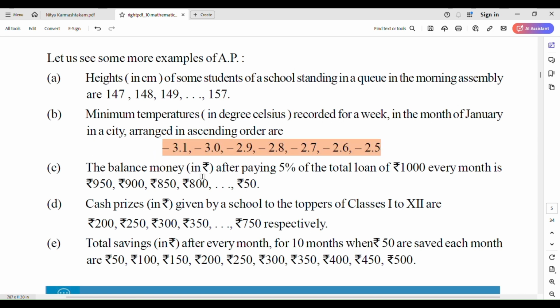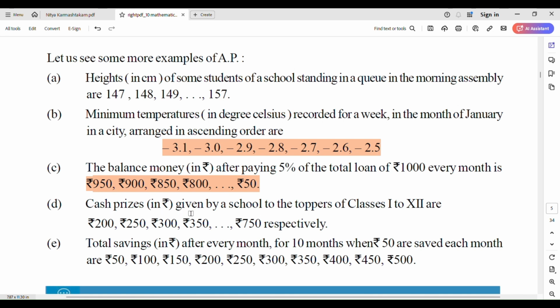Now, the balance money after paying 5% of the total loan of rupees 1000 every month is this one. Every month I am paying 5% of the total loan. Total loan is 1000 rupees, 5% of this is 50 rupees. So every month I am paying 50 rupees. So the balance is 950 rupees, 900 rupees, 850, 800, so on up to 50. Correct? So this is also an arithmetic progression. I am subtracting 50 from the previous term, starting from 1000. 1000 is my first term, if I say.